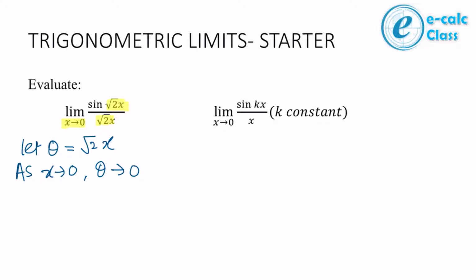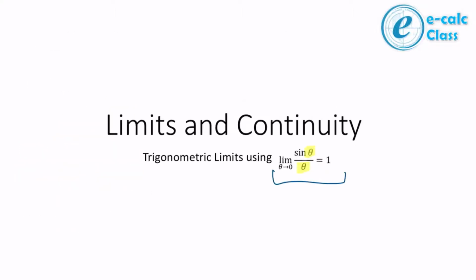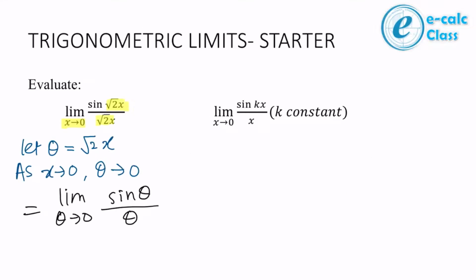So you can write this as the limit as theta approaches 0. Remember, if it is theta here, you have to write theta here, over theta. And what is this? This is this theorem, isn't it? So it is equal to 1. Finish. Okay? Then what about the second one?